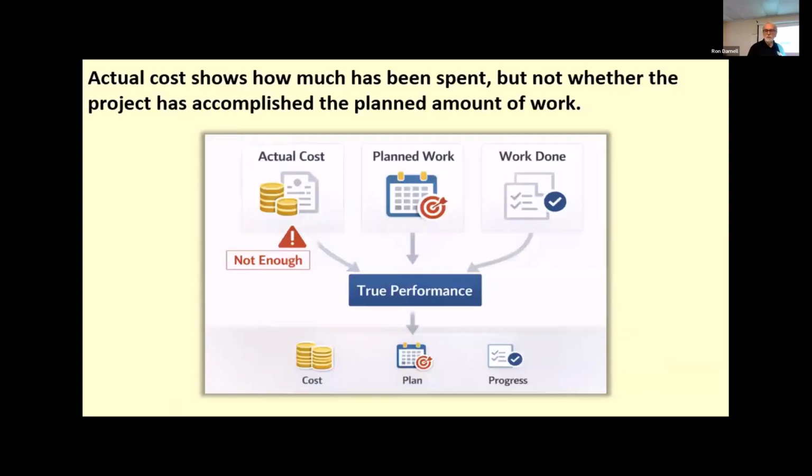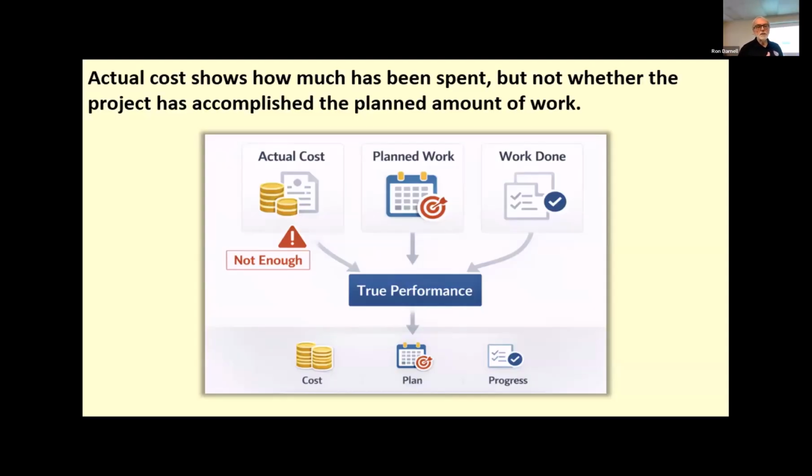Why doesn't actual cost alone show true project performance? You'll hear, well, we've spent this much and we're on budget. Whether you're on budget or not, without anything to analyze it with, you don't really have any kind of information. You have a data point, but you don't have information. The actual cost shows how much has been spent, but not whether the project has accomplished the planned amount of work. Before we introduce earned value, it's important to pause and address the common misunderstanding in cost management that actual cost alone does not reflect the true project performance.